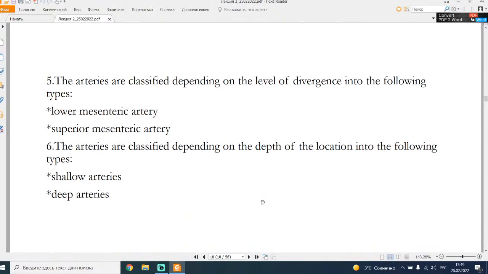Next, the arteries are classified depending on the level of divergence into the following types: inferior mesenteric artery, superior mesenteric artery. The arteries are classified depending on the depth of the location into the following types: shallow arteries, deep arteries. This is inferior, superior, shallow, deep, and others.